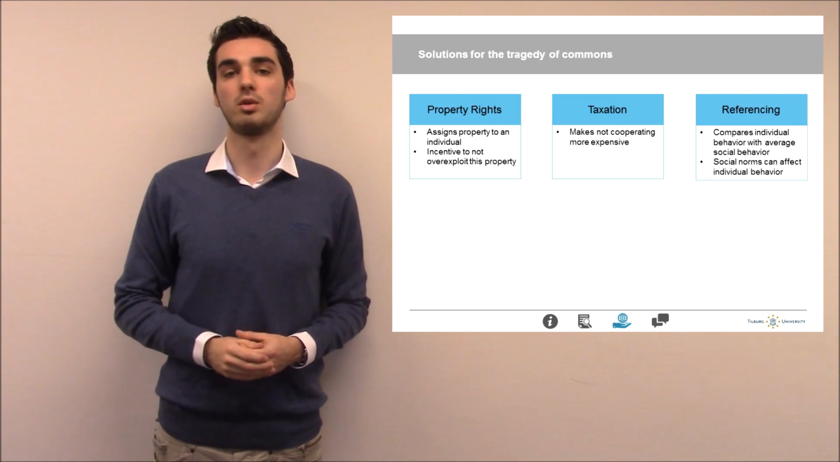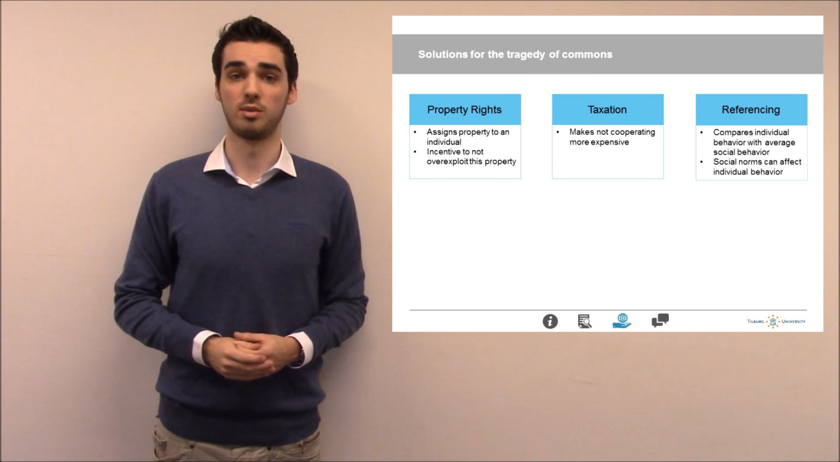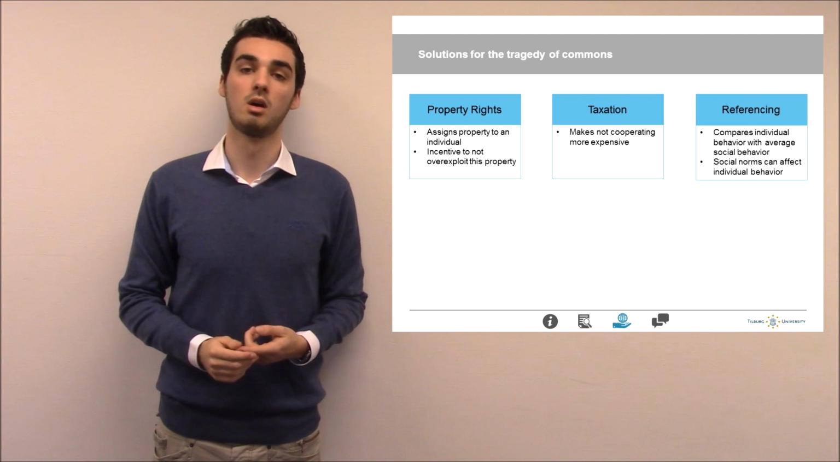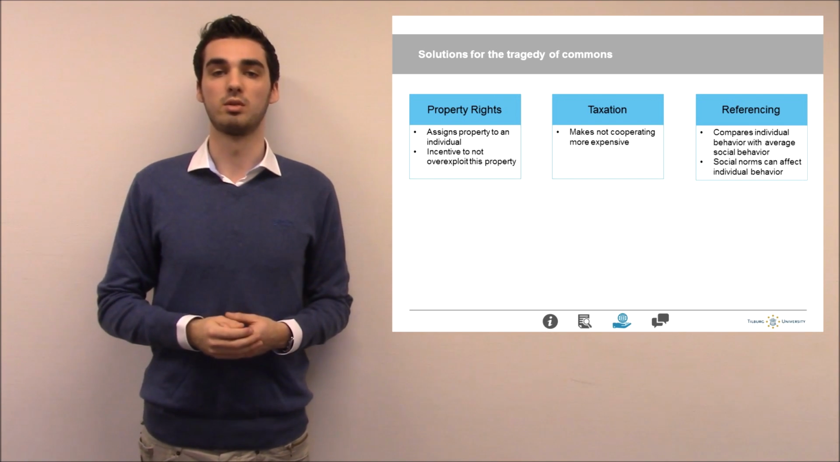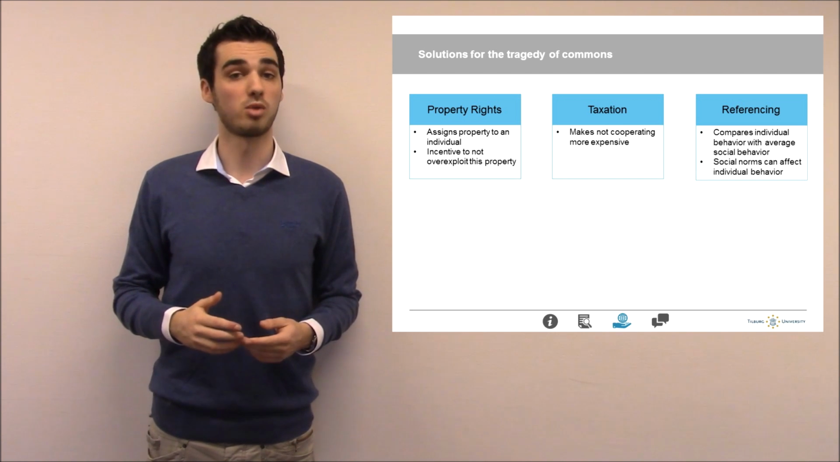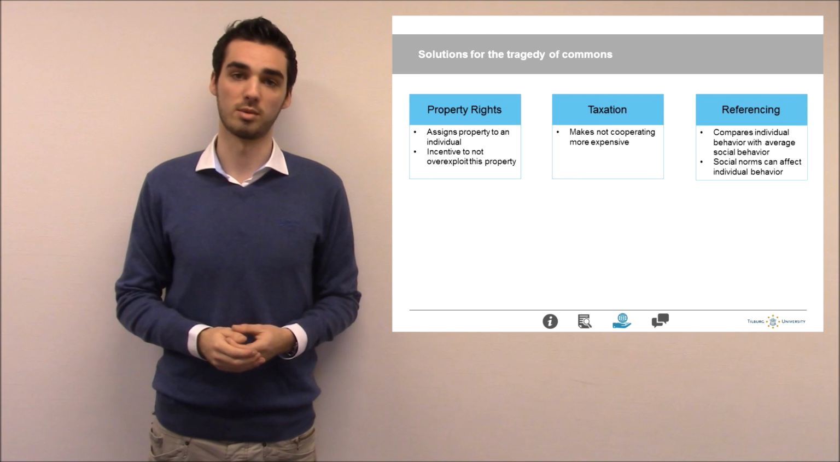We can find several solutions for the tragedy of the commons situation, next to the binding contract we discussed before. We have property rights, taxation, and referencing. For property rights, you can assign a property to an individual. And of course, this individual doesn't want their property right to be harmed. So they have an incentive to not overexploit this property.